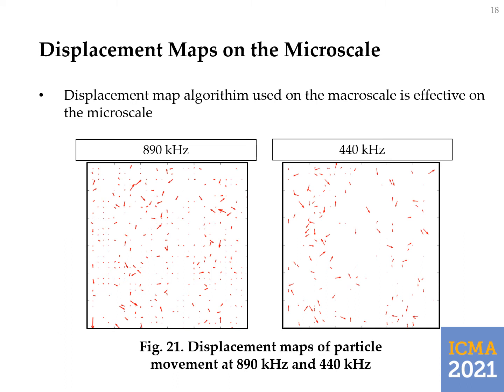And after that, I was able to ultimately model and make displacement maps for the particles on the microscale. And it is proven that the map algorithms used on the macroscale are effective on the microscale. I did this for 890 kilohertz, the frequency that we explored in the previous slide, as well as for 440 kilohertz. As well, there are a slew of other frequencies that also work, but I am just showing 2 for now.